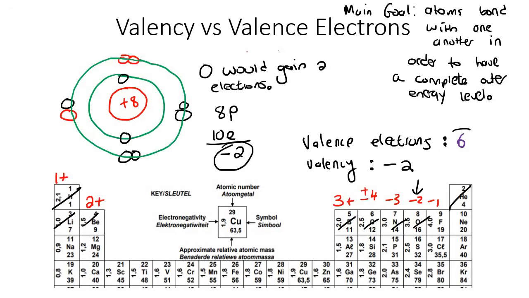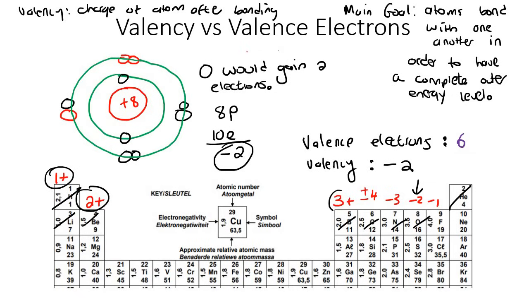So valence electrons is how many electrons it has on the outside before it gets into bonding. And then valency is what the charge becomes after it has bonded. So valency is the charge of the atom after bonding. Okay, and that's where we say plus 1, plus 2, plus 3, plus minus 4, minus 3, minus 2, minus 1. Those numbers are valency numbers.